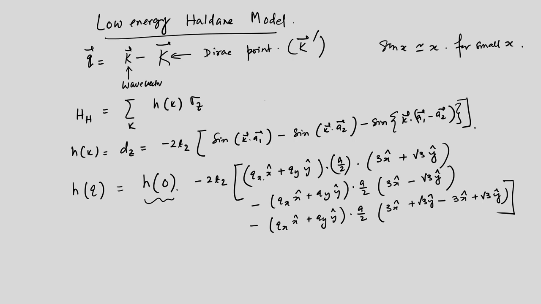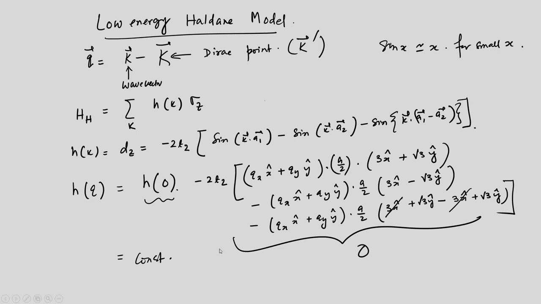If you open up the bracket, you'll have nothing left here, which means you can see carefully that QX into 3 will become 3 QX, and there'll be a root 3 QY, and there'll be a minus 3 QX, which will get cancelled, and so on. So this anyway cancels. There'll be a 2 root 3 QY, which will come from these other two terms. So this whole thing becomes equal to 0, and you're left with a constant term, which is H at the Dirac points. And when you calculate that, this constant will have some value. That tells you that the low energy dispersion of the Haldane model does not disperse, which means it has no Q dependence, it is independent of Q.